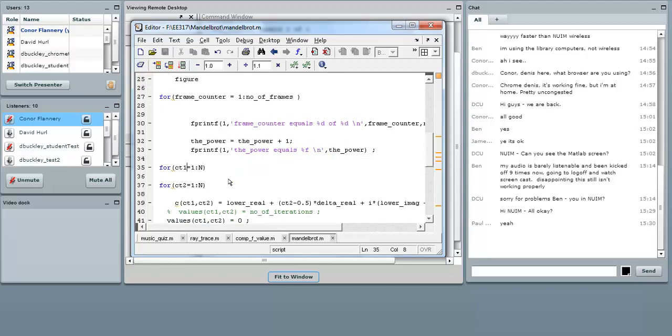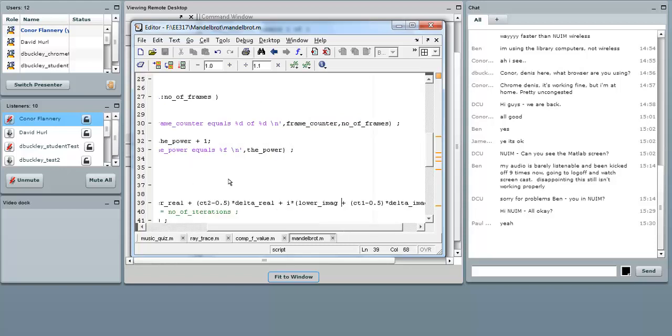Then we step through the real axis with counter 1. We step through the imaginary axis with counter 2. And we say the value c, remember the iteration is z goes to z squared plus c, and we're investigating what happens for different values of c. So the first value of c we will try is when counter 1 is equal to 1, counter 2 is equal to 1. That's given a lower real part, and that's the imaginary part.